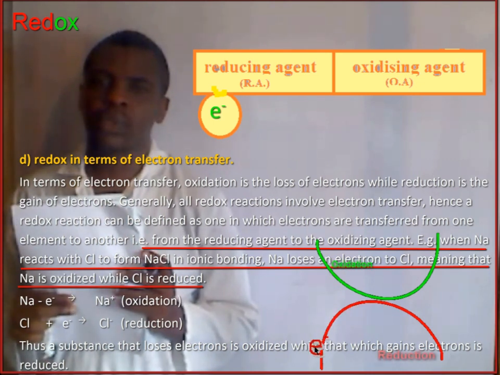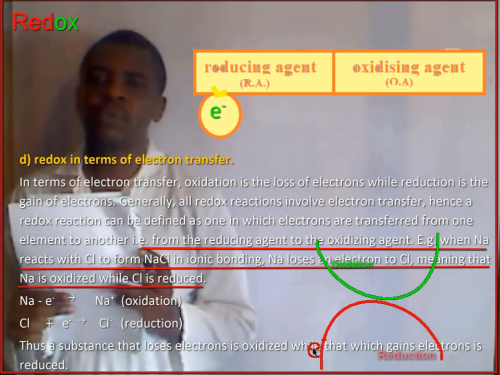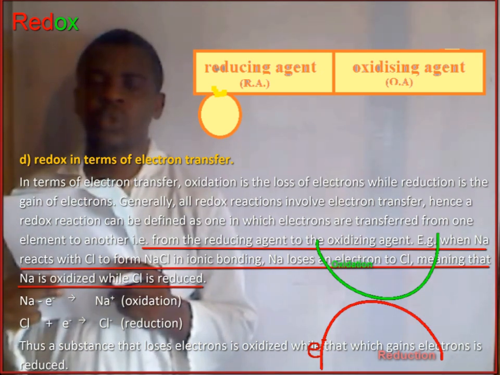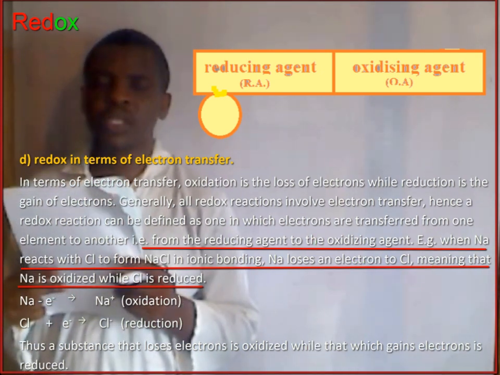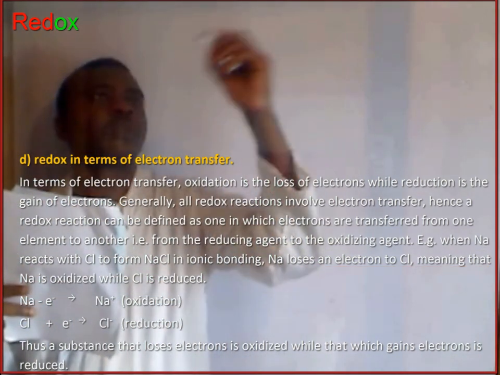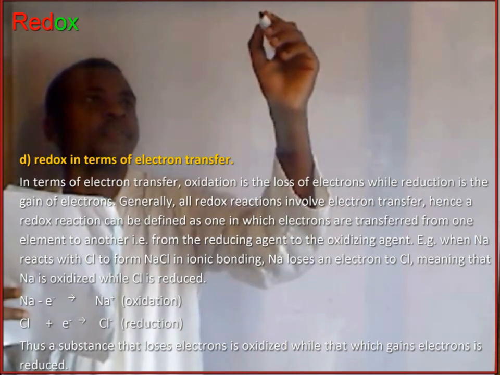Example: when sodium reacts with chlorine to form sodium chloride in ionic bonding, sodium gives an electron to chlorine, meaning that sodium is oxidized while chlorine is reduced. So, let's see here.